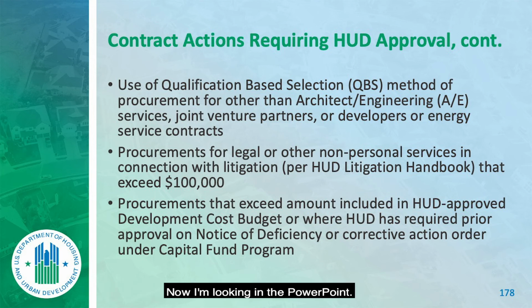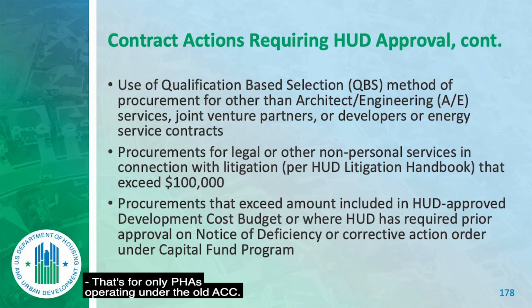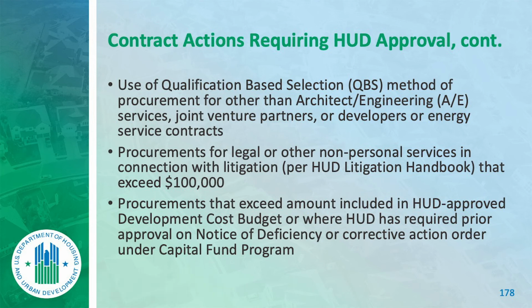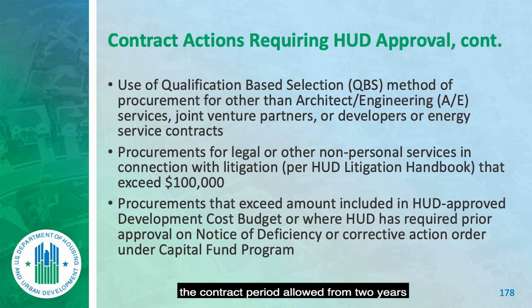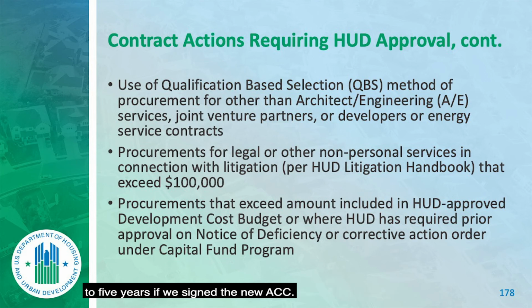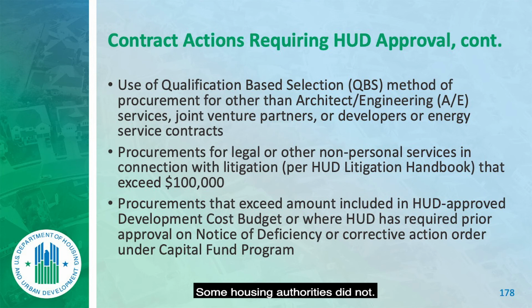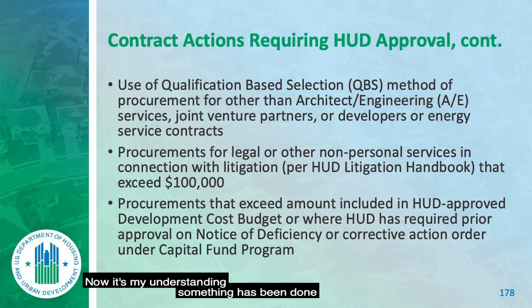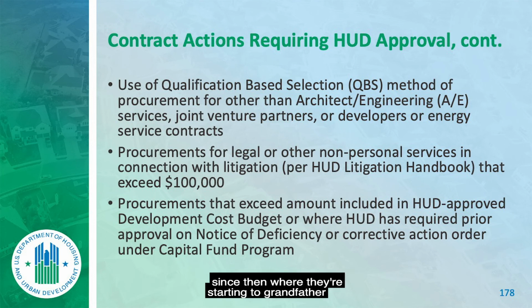Now, I'm looking in the PowerPoint. You're looking in the handbook. That's for only PHAs operating under the old ACC. Okay. In 1994, HUD raised the contract period allowed from 2 years to 5 years if we signed the new ACC. Some housing authorities did not. Now, it's my understanding something has been done since then where they're starting to grandfather those housing authorities in after all these years. But that's only if you're under the old ACC.